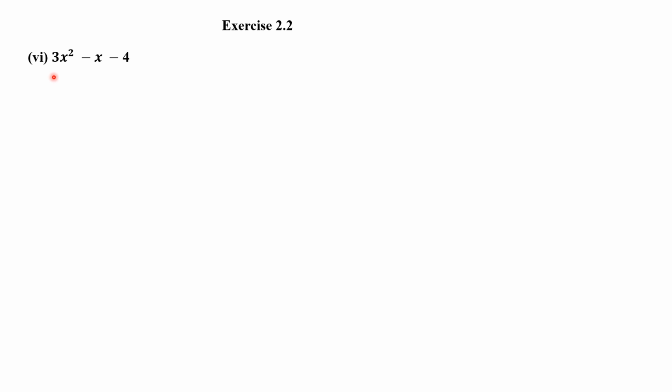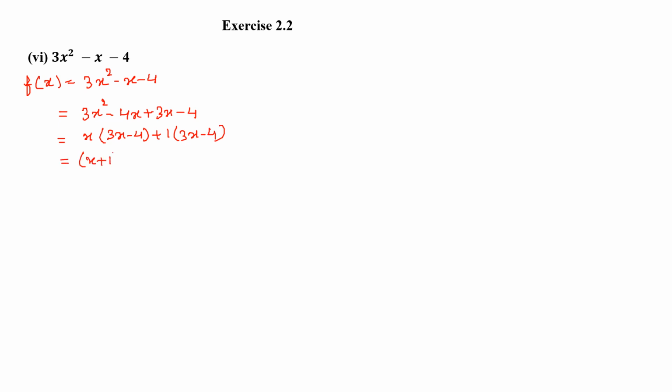Now the last one is 3x square minus x minus 4. So I am going to assume f of x is equal to 3x square minus x minus 4. Now let's factorize it. So 3x square minus 4x plus 3x minus 4. So from here I will take x common. So it will be x times 3x minus 4 plus 1 times 3x minus 4. So after that I can write it as x plus 1 times 3x minus 4.